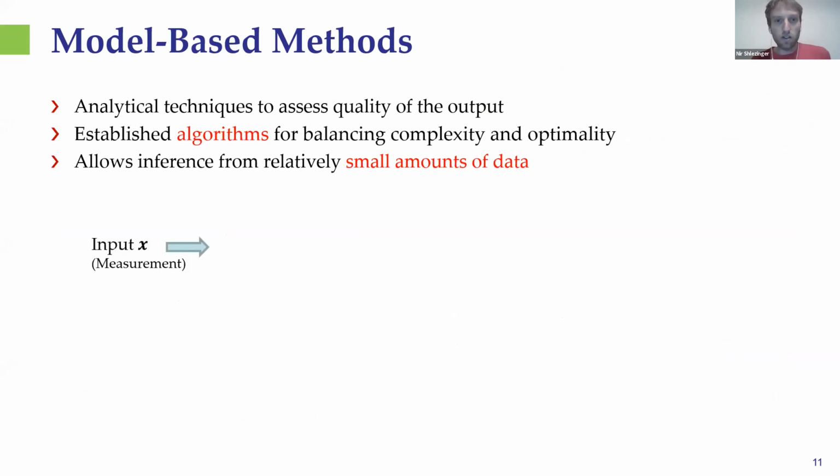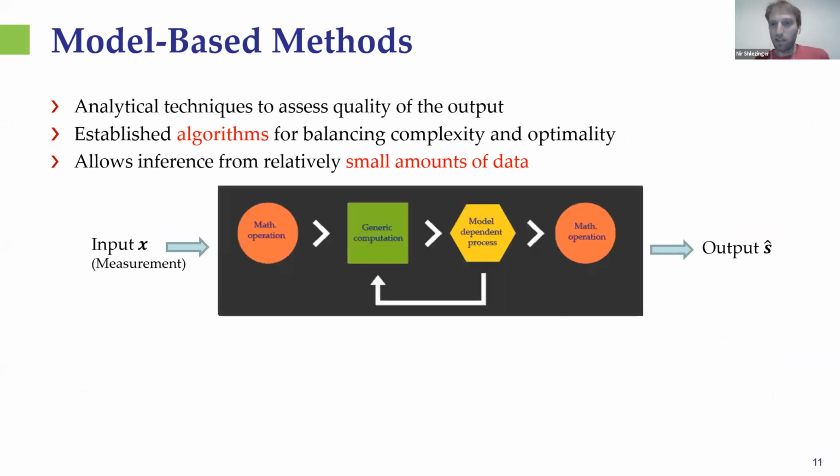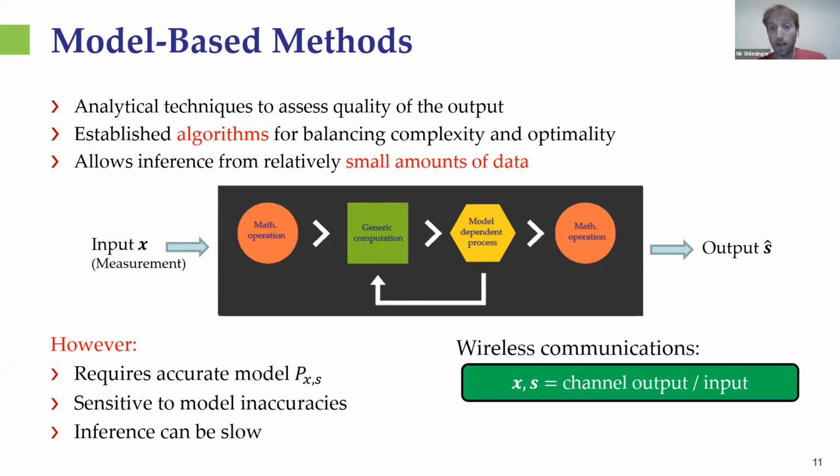Essentially, it looks something like this. You have your input, you have your output, and you have a concrete, mathematically closed form optimization problem which describes what it is that you're trying to do. Based on that, you come up with some algorithm to solve it. It is very suitable and very specific to the problem you're trying to solve, yet it requires full domain knowledge, is sensitive to inaccuracies, and can be slow.